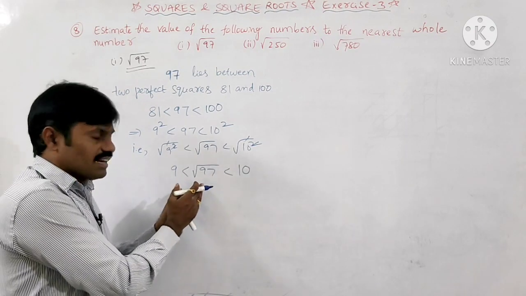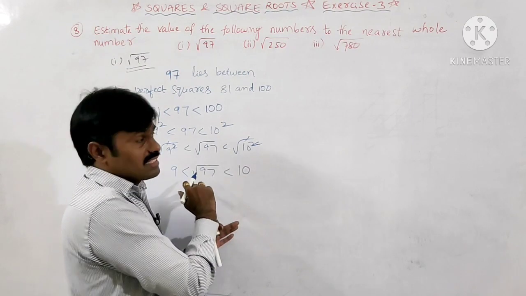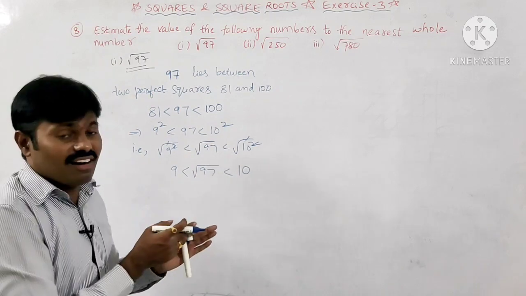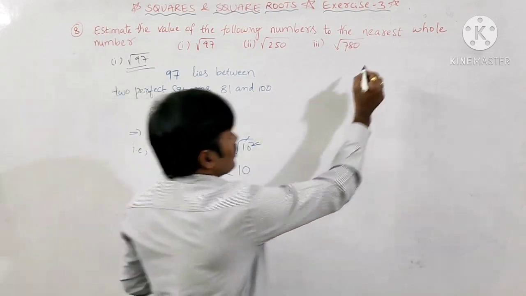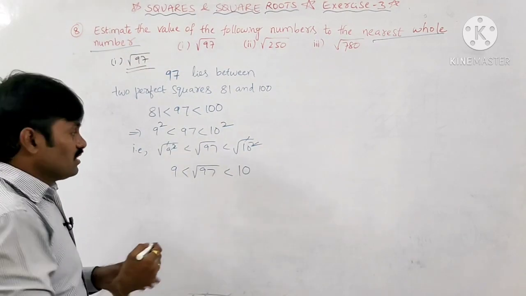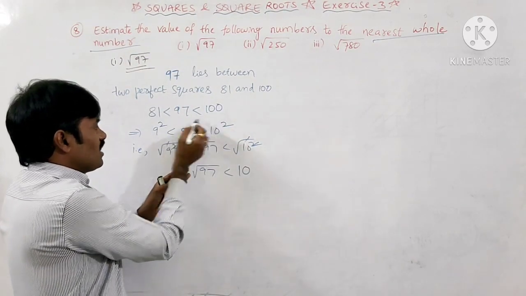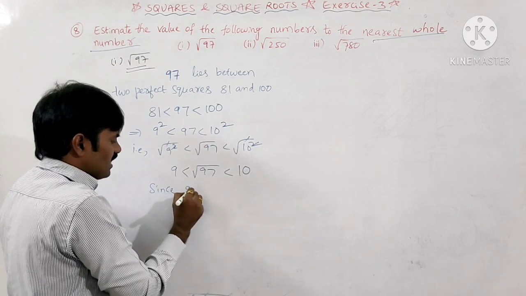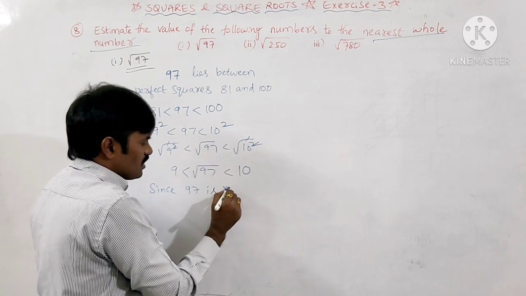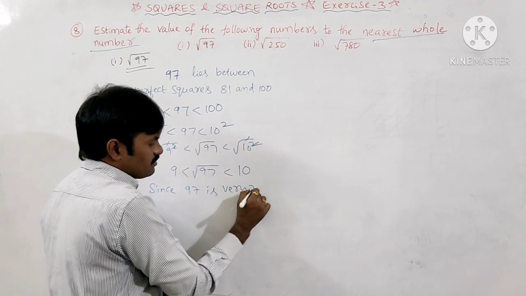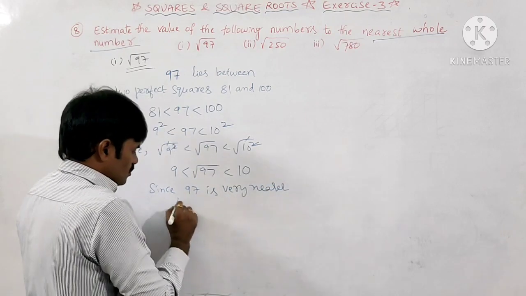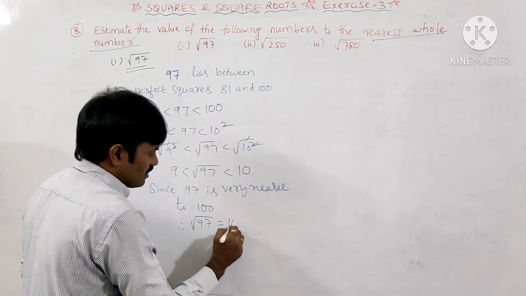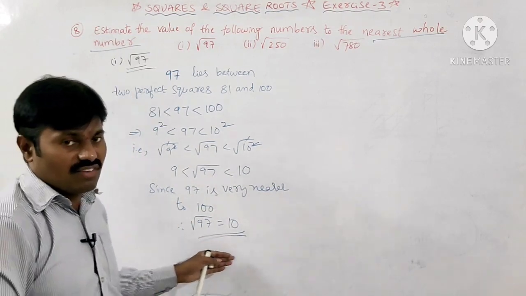So we cannot say the exact value, but in decimals it will be a non-terminating, non-repeating decimal. But they ask us to find the nearest whole number here. Since 97 is very near to 100, we consider the square root of 97 as 10. Approximately the square root of 97 is how much? 10.